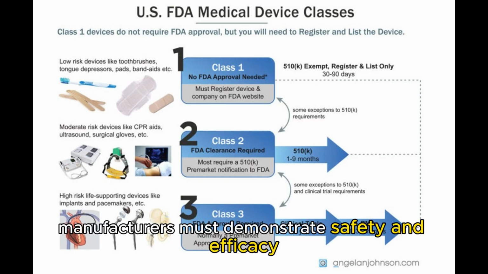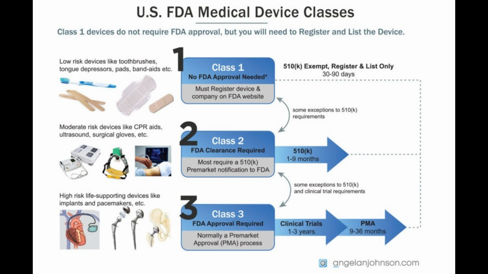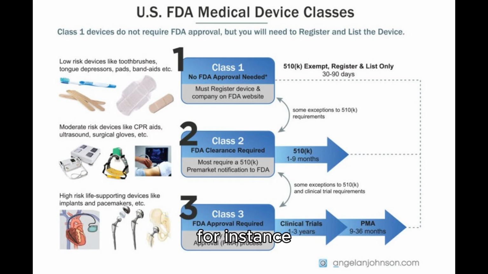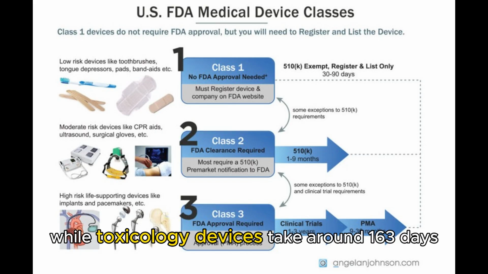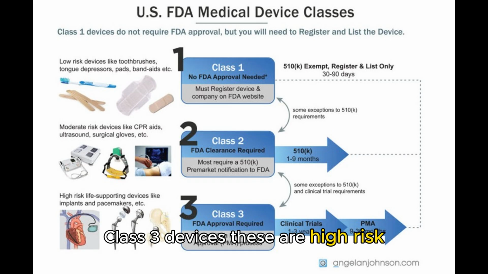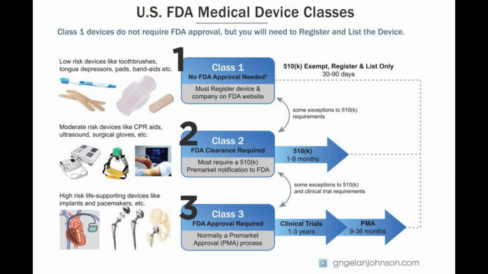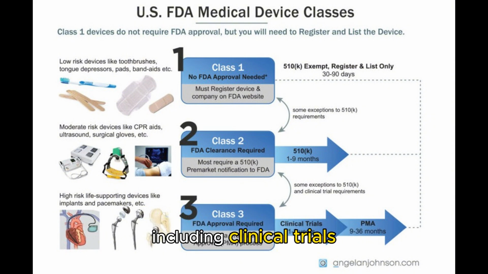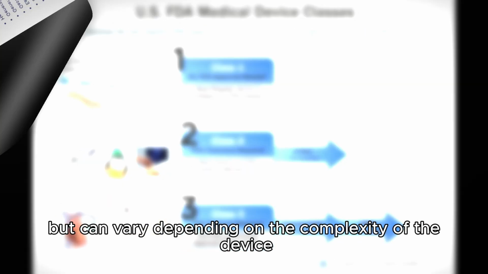Manufacturers must demonstrate safety and efficacy by comparing the device to a legally marketed one, known as a predicate device. The average clearance time is 6 months, though it can vary. For instance, anesthesiology devices take an average of 245 days, while toxicology devices take around 163 days. Class 3 devices, these are high-risk, invasive devices like cochlear implants and defibrillators. They require extensive scientific evidence of safety and efficacy, including clinical trials. Approval times average 8 months but can vary depending on the complexity of the device.